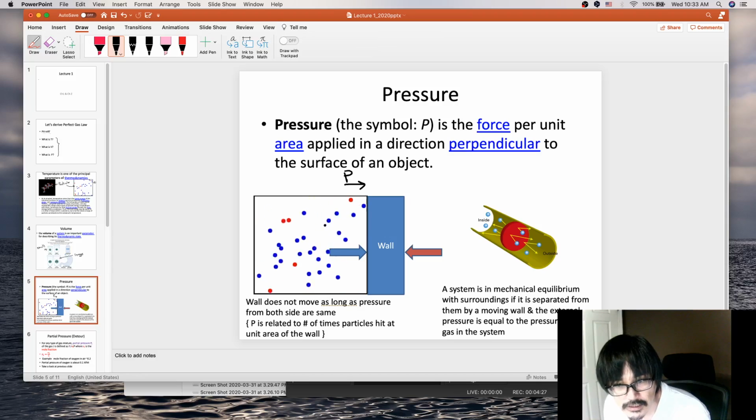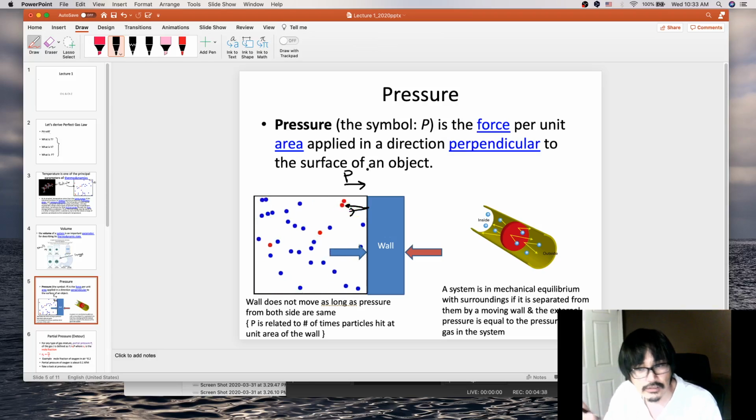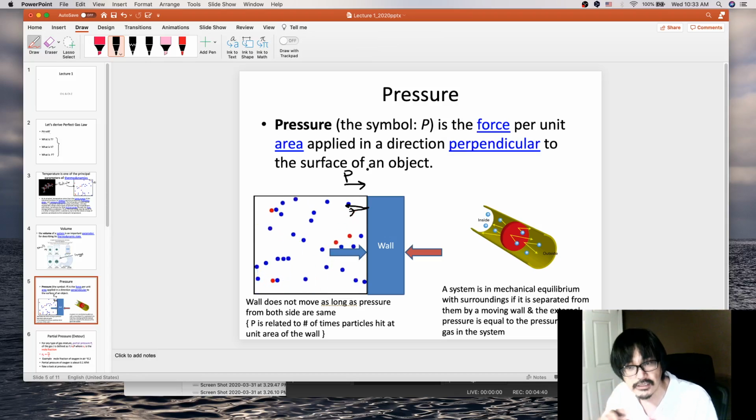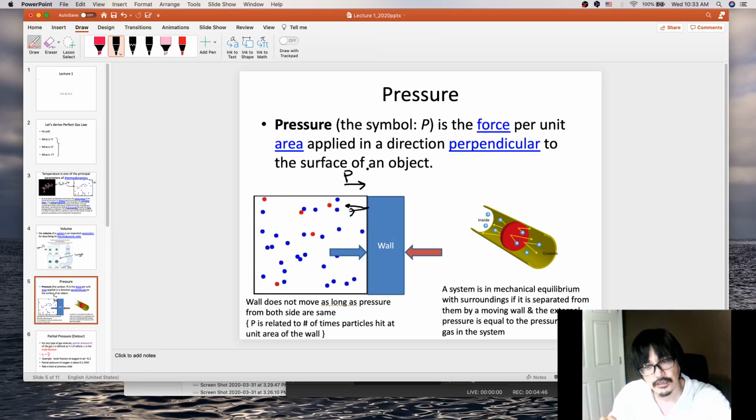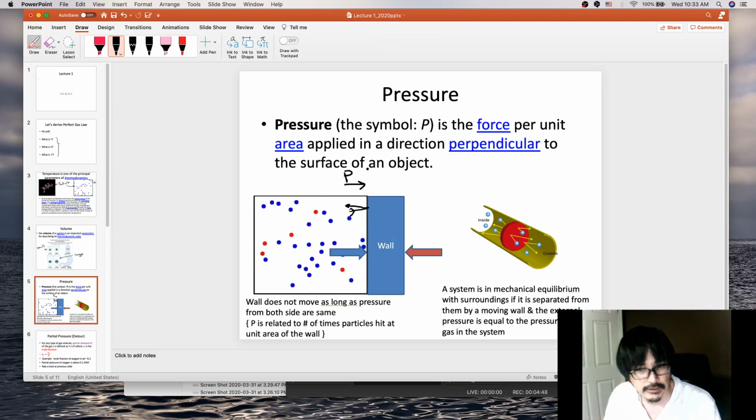And each of these particles will have elastic collisions. That means that the particle just bounces backwards, right? So the speed doesn't change. An incoming particle having 100 miles per hour is going to bounce back at 100 miles per hour. The kinetic energy is conserved.